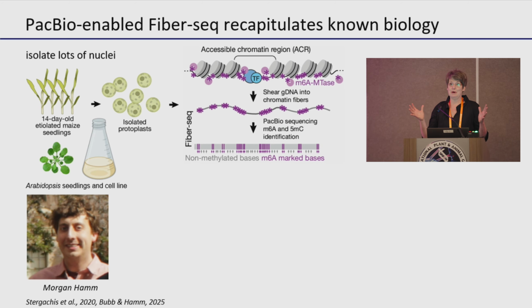Now, you've heard a lot about already how Fiber-seq works. It relies on a hyperactive adenine methyltransferase, and all the accessible adenines in the chromatin will be methylated, and then you can read this out with PacBio sequencing, just as you can with the endogenous CpG methylation. In our lab, we prefer to apply the m6A-MTase directly to the isolated protoplast. Of course, you can also do this with nuclei.